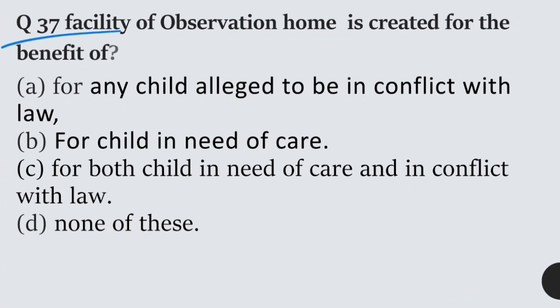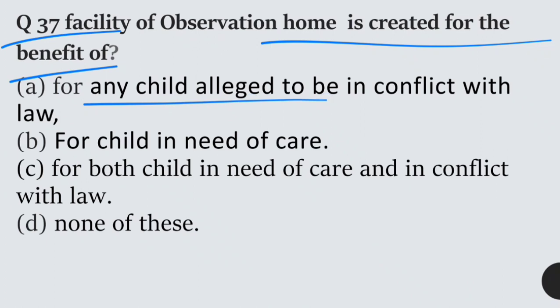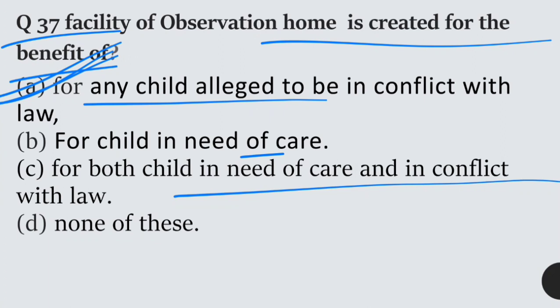Next question is, facility of observation home is created for the benefit of. A says any child alleged to be in conflict with law. B says child in need of care. C says both child in need of care and in conflict with law, and D says none of these. So the right answer is A, any child alleged to be in conflict with law. The observation home facility was made just for children who are alleged to be in conflict with law. So A is the right answer.